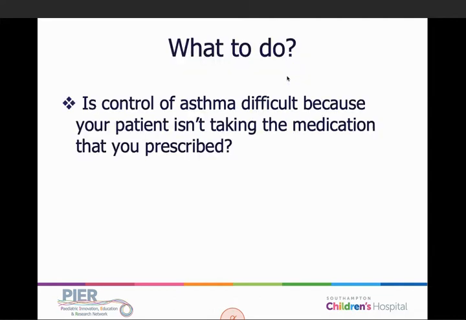So what do we do? How do we approach this problem? Well, one of the, often what's referred to as the elephant in the room, the not thought about problem, is whether or not the children, the families, are doing what we're asking them to do. Could it be the case that the control of the asthma is difficult because the patient isn't taking the medication that you prescribed? And it's almost a no-brainer, you'd think, wouldn't you, that asthma, if you're not taking the treatment for it, is not going to be well controlled.